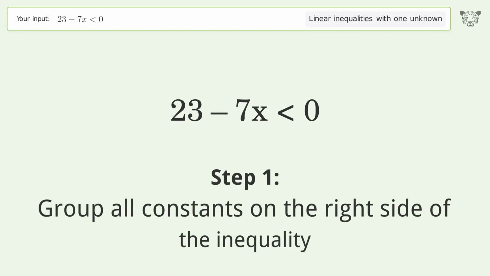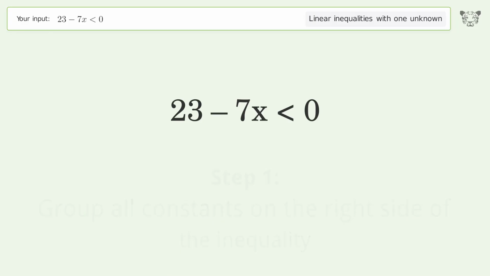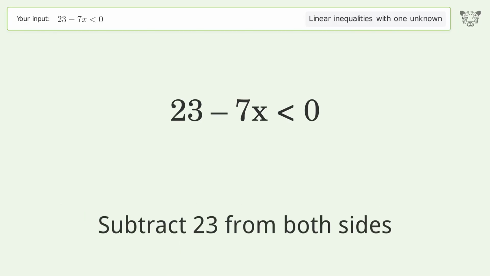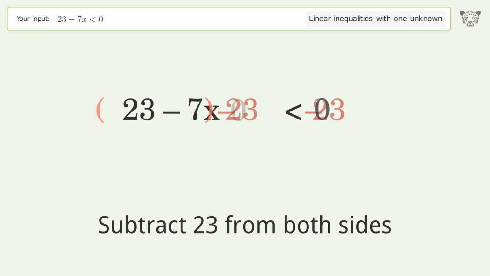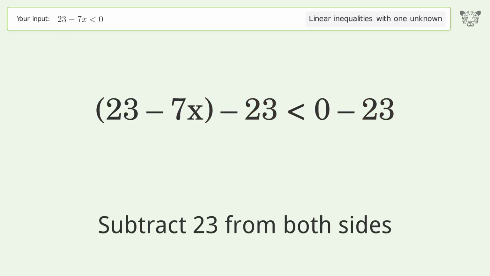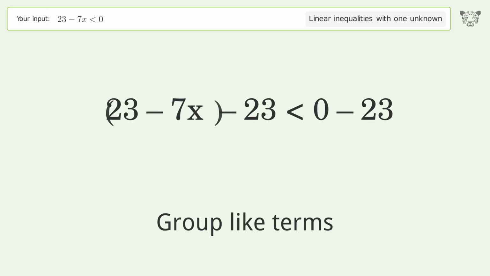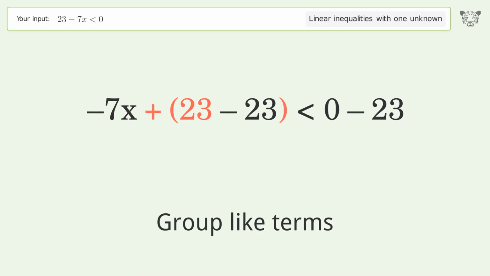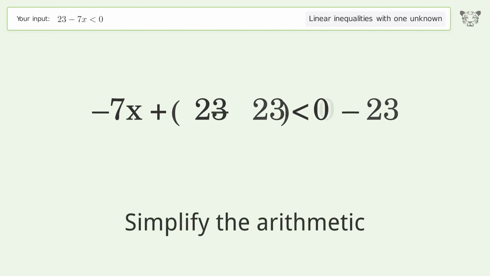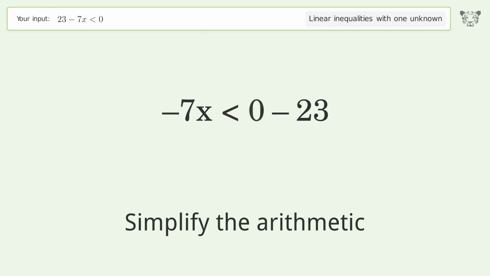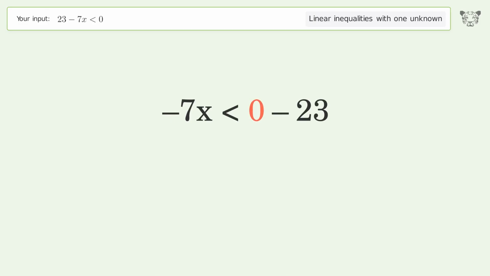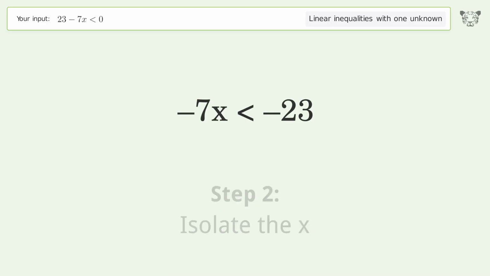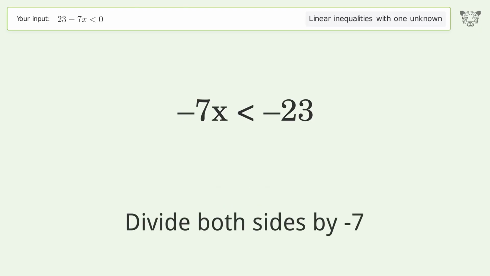Group all constants on the right side of the inequality. Subtract 23 from both sides. Group like terms. Simplify the arithmetic. Isolate the x. Divide both sides by -7.